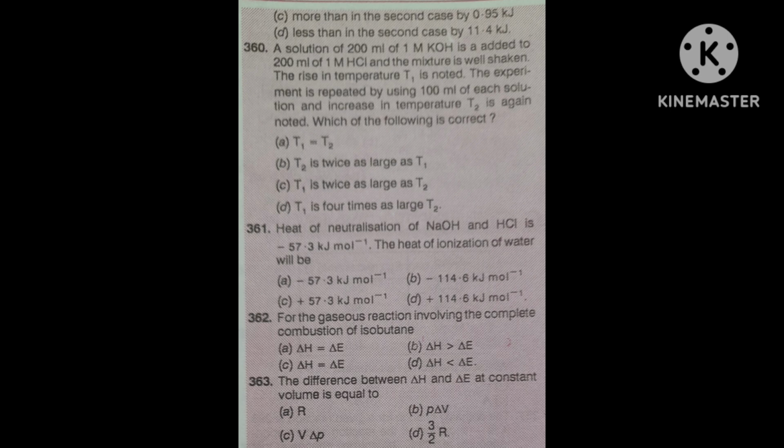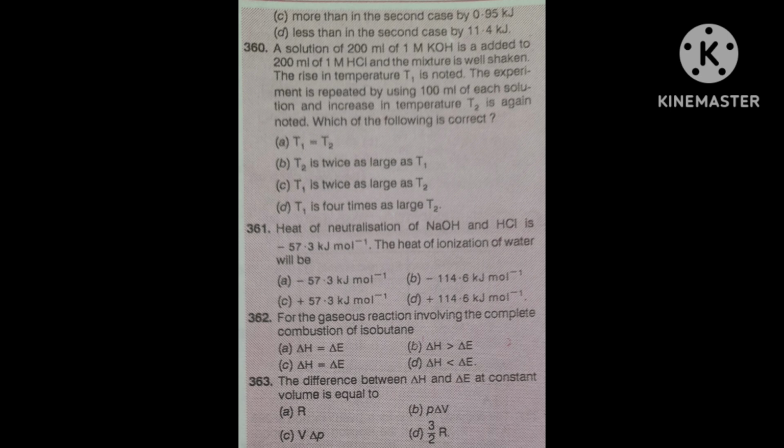Which of the following is correct? First option, T1 is equal to T2. Second, T2 is twice as large as T1. Third, T1 is twice as large as T2. Fourth, T1 is 4 times as large as T2.